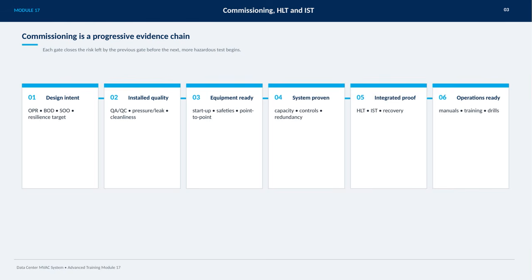Then we verify installed quality through QA/QC processes, pressure and leak tests, and ensuring cleanliness. Next, we confirm the equipment is ready through startup procedures, safety checks, and point-to-point verifications. After that, we prove the system's performance by testing capacity, controls, and redundancy measures. Following successful system proofing, we conduct integrated proof testing, which includes the high-level testing, integrated system testing, and recovery procedures. Finally, the goal is to have operations fully ready with comprehensive manuals, thorough training, and practical drills to ensure smooth and safe operation going forward.